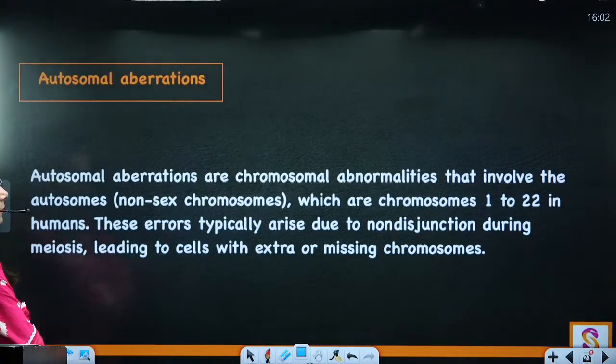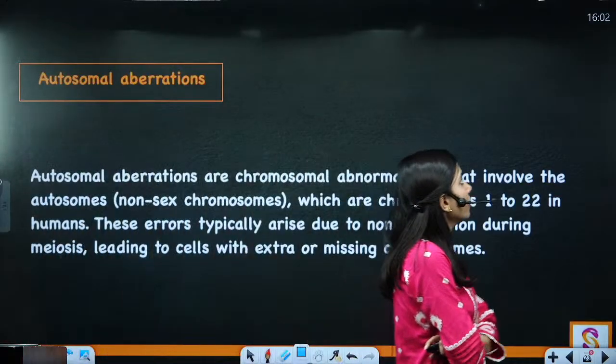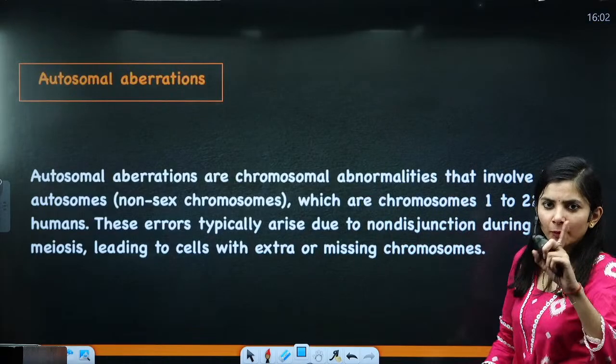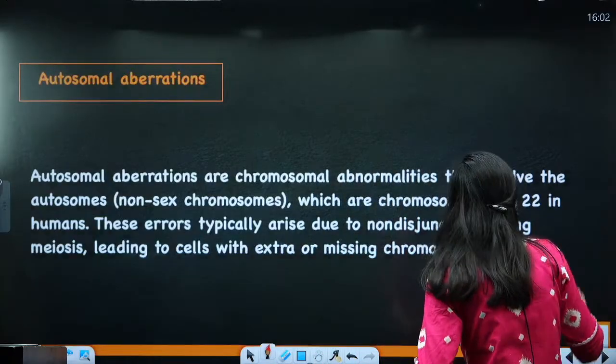Okay, so autosomal aberrations are chromosomal abnormalities. What would happen in the case of autosomes? We are done with the sex chromosomes. Now we are heading towards the autosomal aberrations. One topic we have left here, I just want to show you so that you will get clarity.